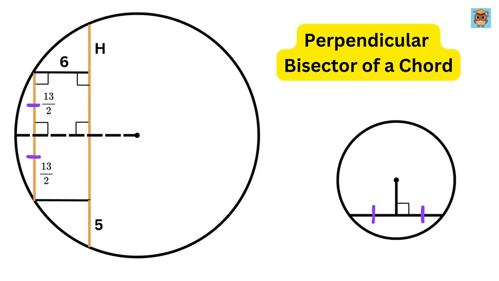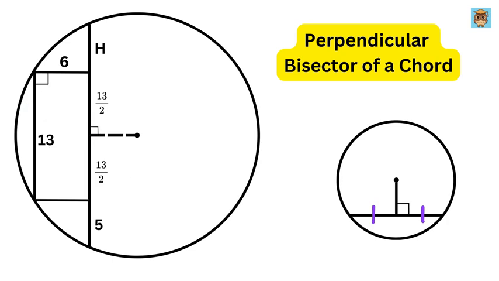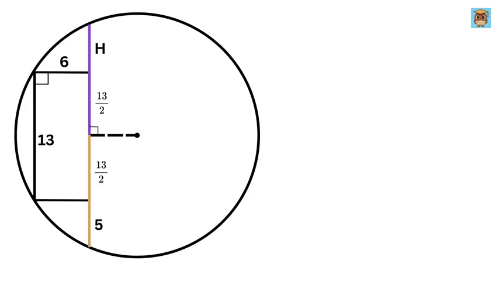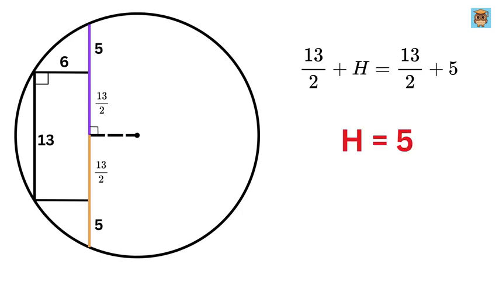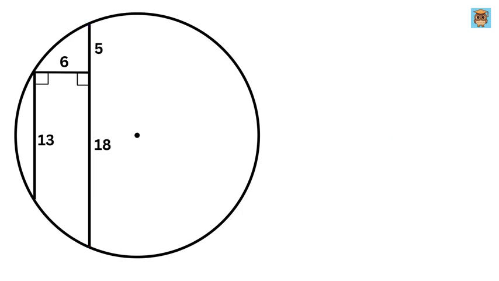Now, since these 2 lines are parallel, and this is a right angle, therefore this length will be equal to this, and thus it will be 13 over 2. Similarly, this will also be 13 over 2, right? Now again, using the perpendicular bisector of a chord theorem on this chord, both these pieces will be of equal length. Therefore, we get 13 over 2 plus h will be equal to 13 over 2 plus 5. Therefore, h equals 5. Let us clear things up.